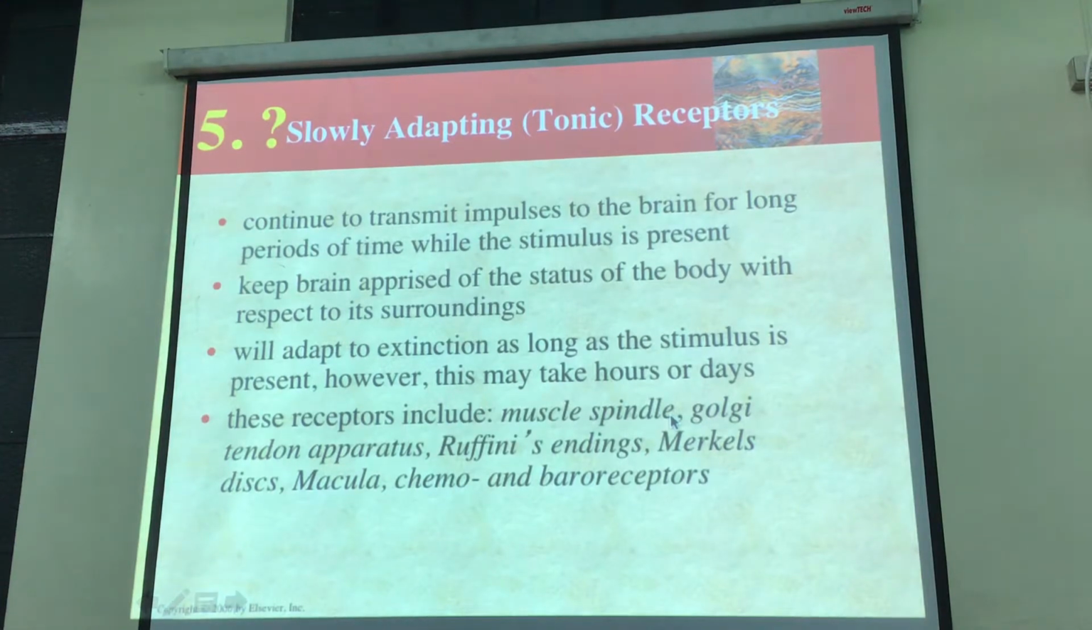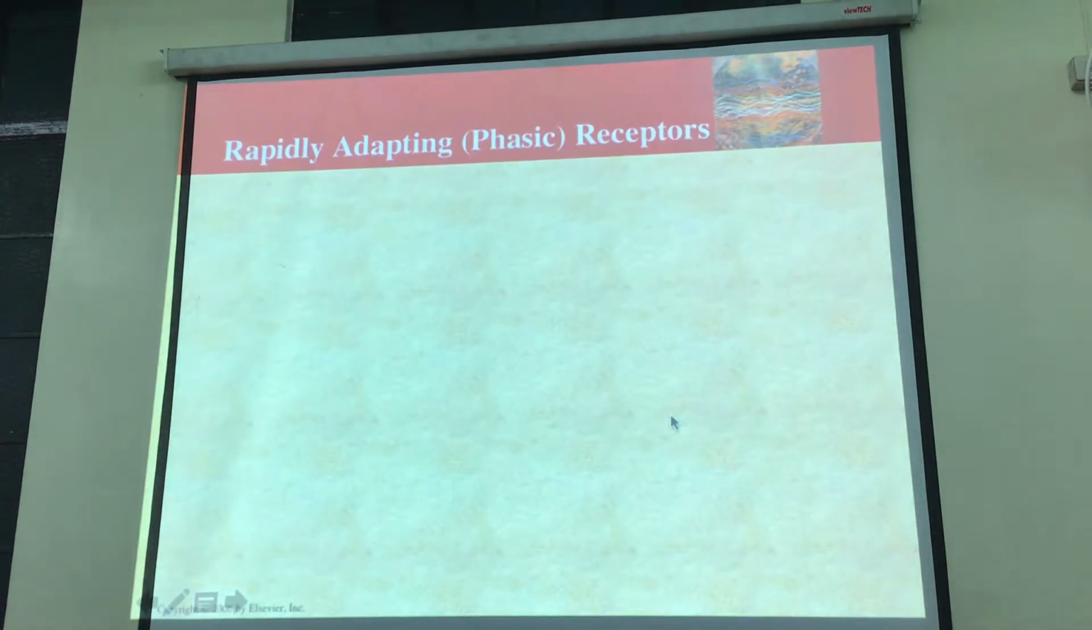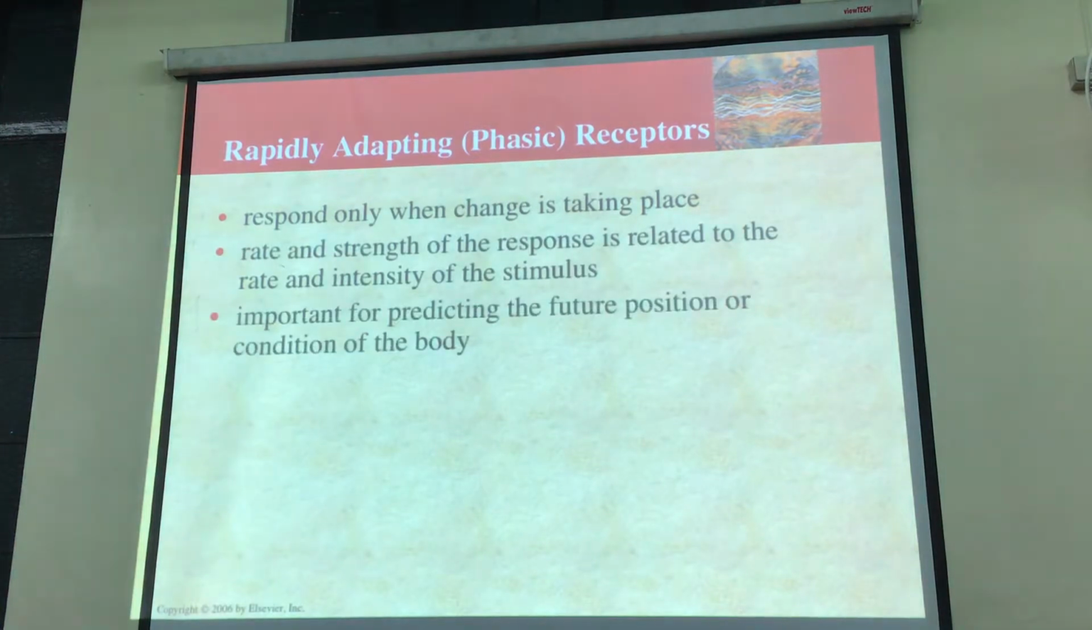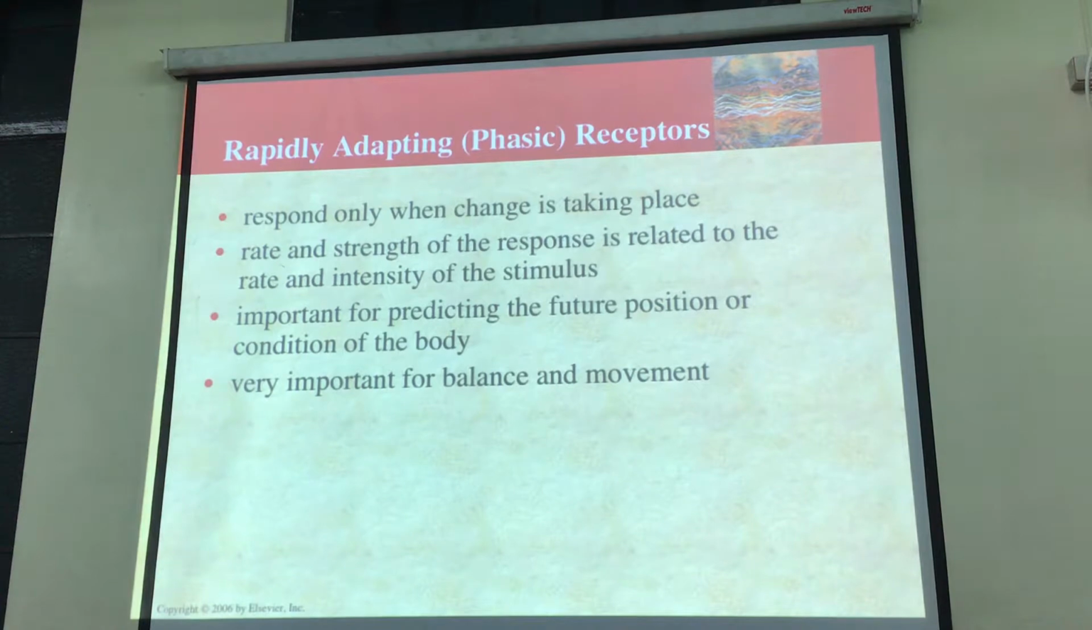Now we have the phasic, or the rapidly adapting. These respond only when change is taking place. A very good example is balance and movement. When you are blindfolded, you suddenly tip on a stone, then you balance yourself. But if it's not there, then there will be no response that will take place.